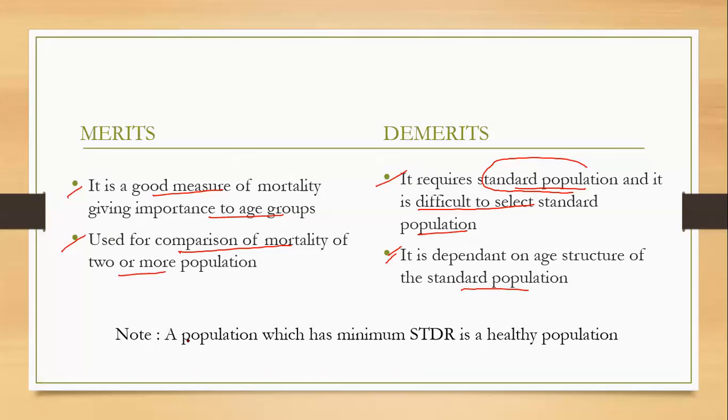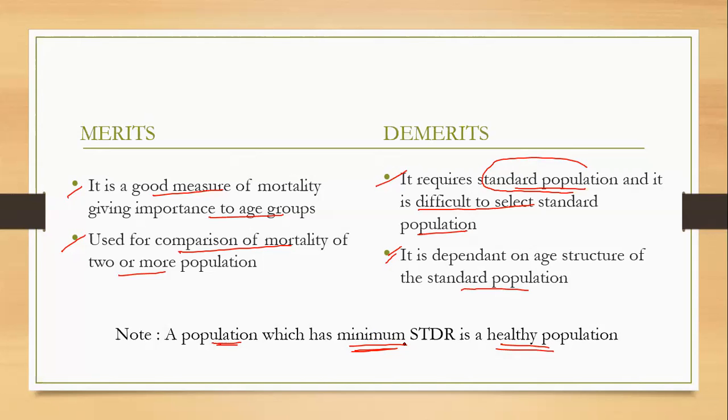And also please note, the population which has the minimum STDR, that is the minimum standardized death rate, will be taken as the healthy population. This is like, when they ask you in the question to give a comment or your suggestion, to compare and give your answer, you can say that the one which has the minimum standardized death rate is the healthy population.